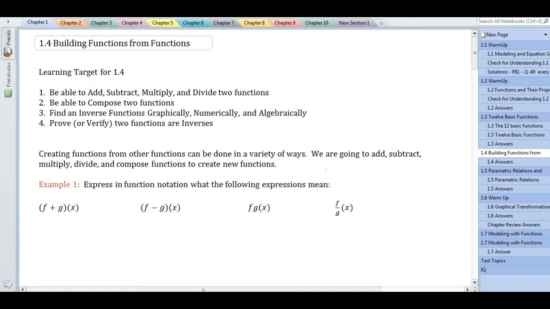1.4 is going to let you add, subtract, multiply, and divide two functions. It's going to let you compose two functions, called composition of functions, and we're going to talk about inverses. So let's go ahead and get started now. Just a little bit of notation, or what the expressions mean.